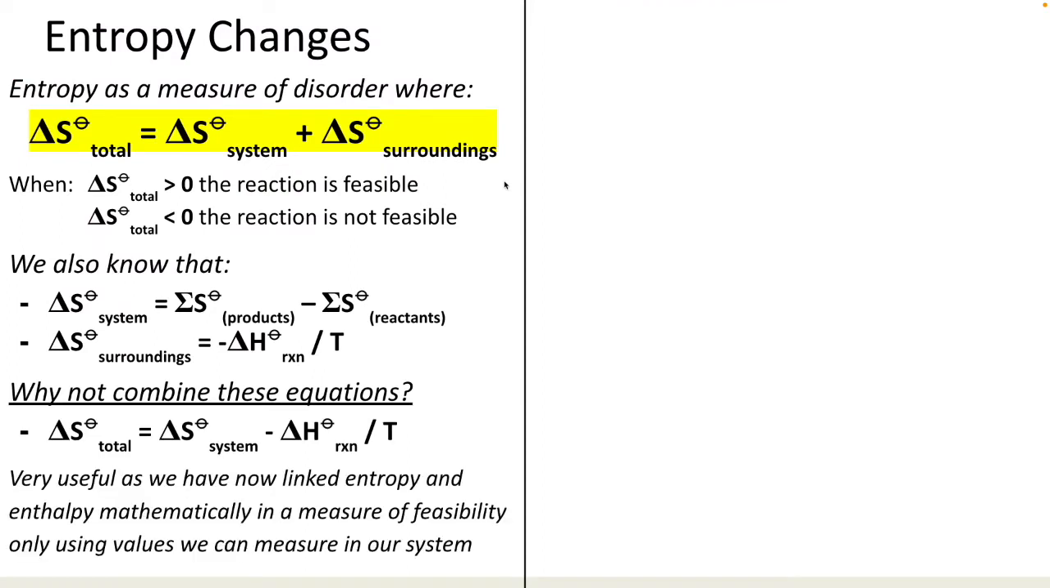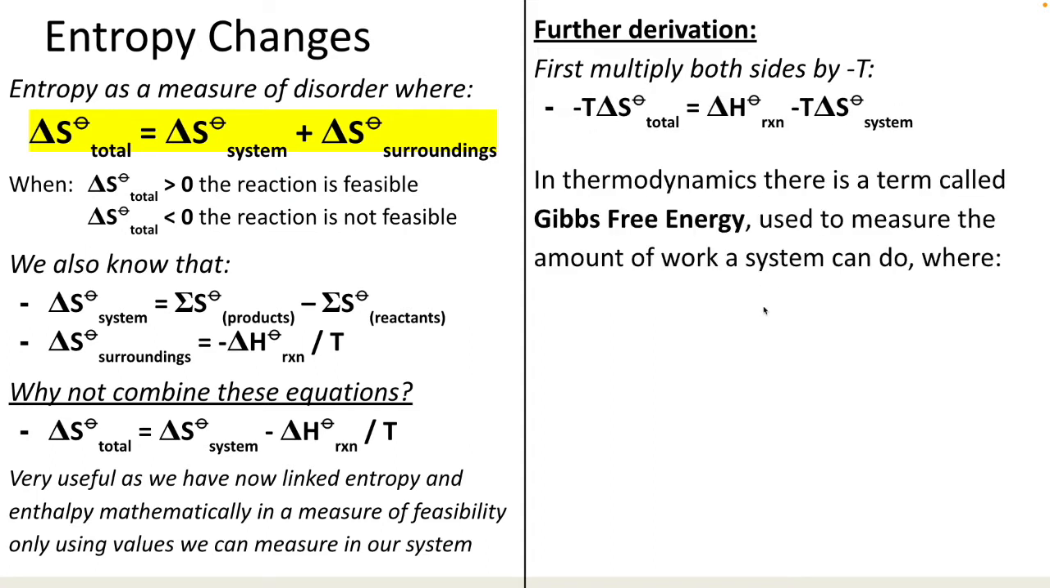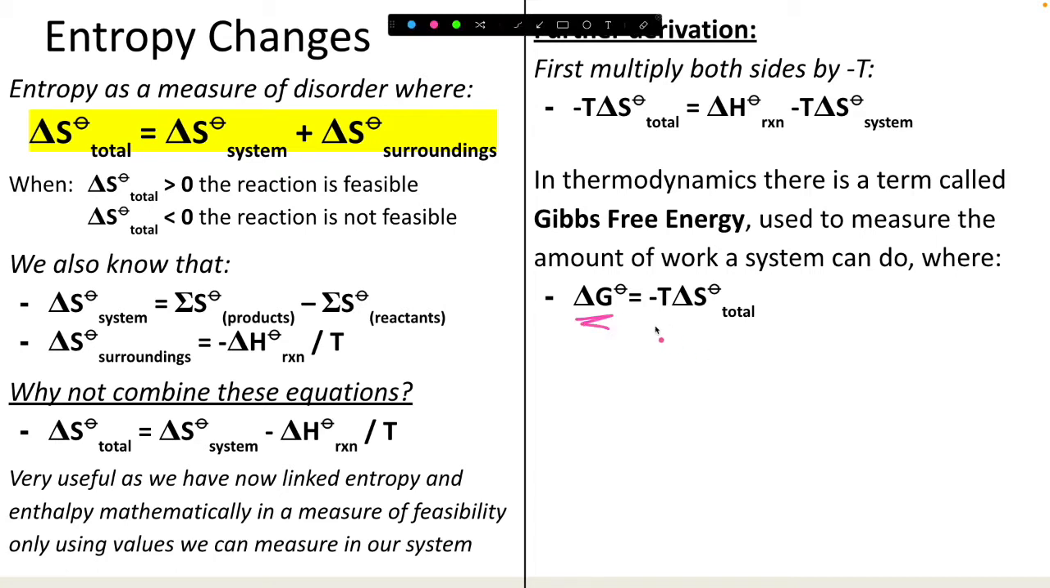So here's everything written a little bit nicer. We added our enthalpy term into our entropy equation. We multiplied both sides by minus T to end up with that. We then said that there's a term called Gibbs free energy. What does Gibbs free energy do? It's used to measure the amount of work a system can do. We're going to deep dive on that in just a second. But delta G can be defined as that, which we can plug in there.